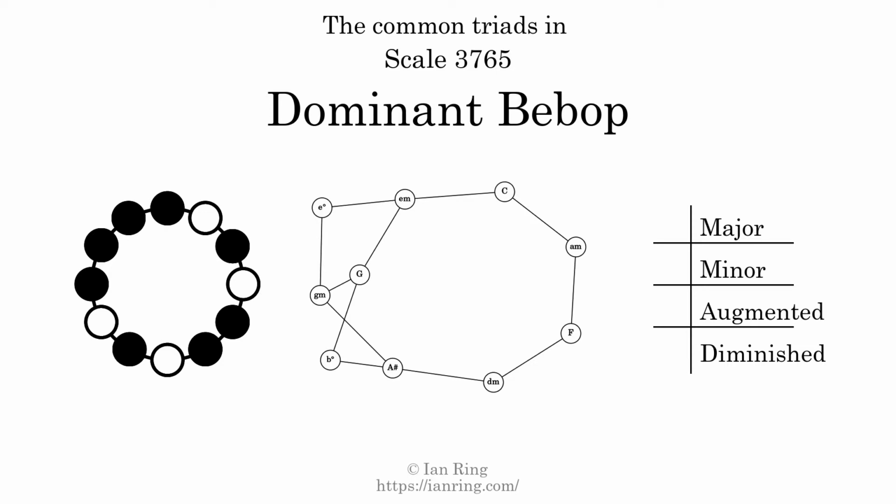111010110101. Here are the common triads present in this scale. The diagram in the center is a graph of parsimonious voice leading between triads. There are 4 major triads. There are 4 minor triads. There are no augmented triads. There are 2 diminished triads. Here is a Hamiltonian path of parsimonious voice leading that uses all the triads.